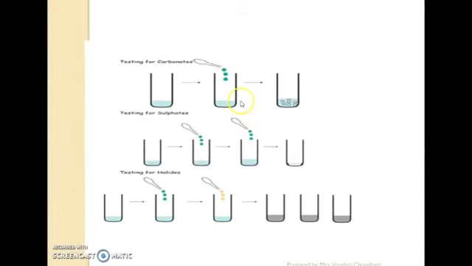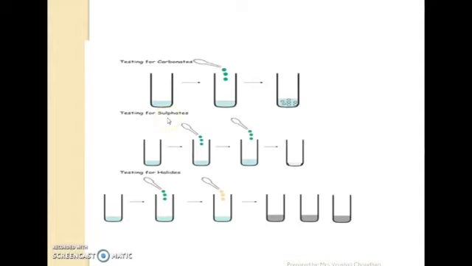From looking at this diagram, you can understand how the test is carried out. Take a small amount of OS, that is the sample solution, and add HNO3. When we add HNO3, if there are bubbles, we will say that carbonate is present. We are not going to perform the test for sulfate and halides. If there are no bubbles, we perform the test for sulfates and halides.